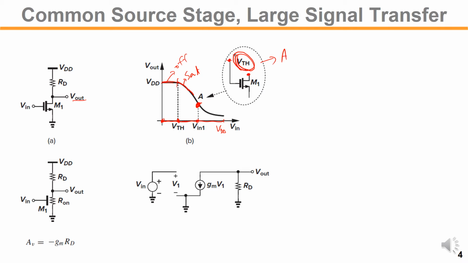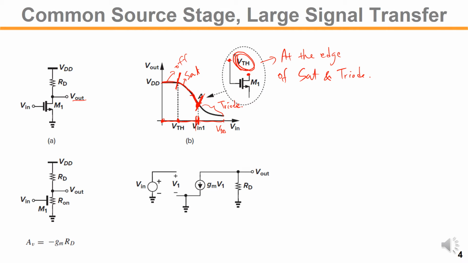In that case, this is at the edge of saturation and triode, right? We are bringing this device to the boundary. Up until that point, the device is in saturation. Once the V in goes above that level, the device will be in the triode region.